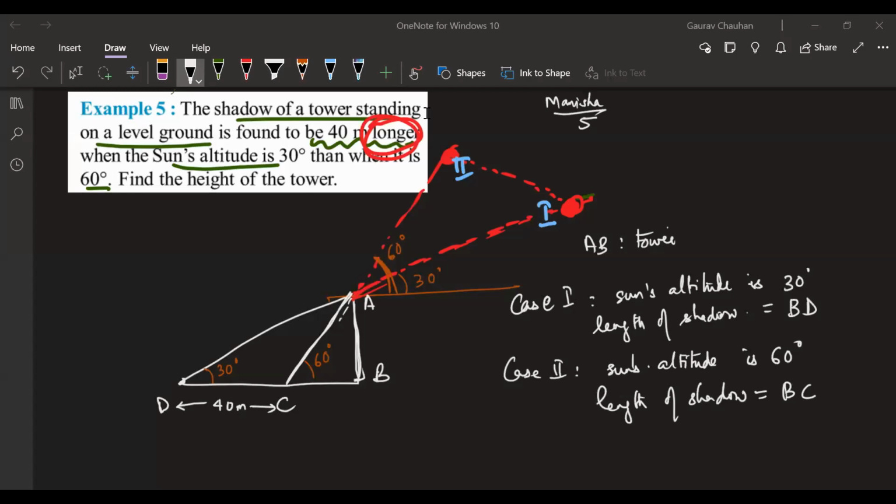Dilruba, unmute and ask your question, you didn't understand. Sir, I'm confused, sir, because why is it DC, sir, and not DB? Because D is the point where the tower is standing, sir. So, okay, let me put it this way.